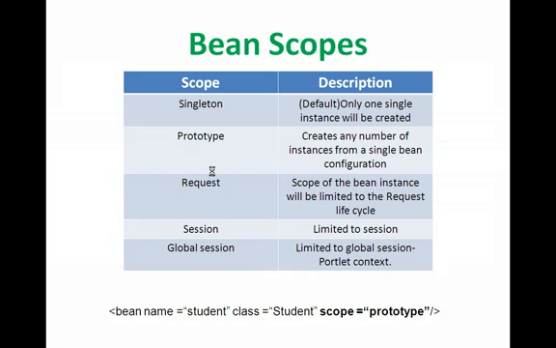So when we define a bean as related to a request scope, the bean lifecycle will be managed until the response is sent. So when the request lands on the server and until the response is sent away, the life of the bean is managed by the Spring container. Coming to the session scope, the bean will be managed until the user session is on. And the last one is the global session, which is connected to the portal context. We will discuss the last 3 scopes in the Spring MVC tutorials.